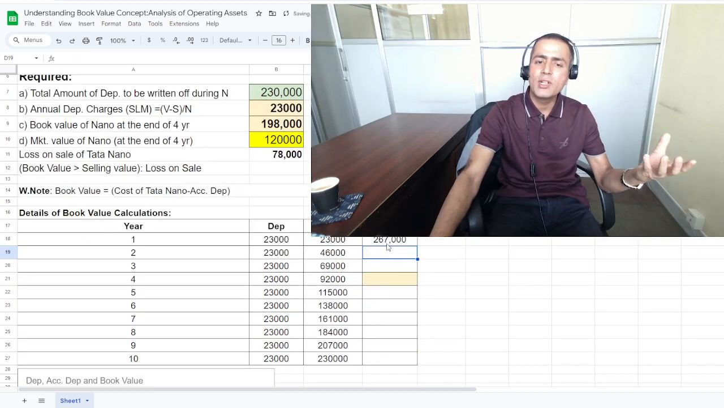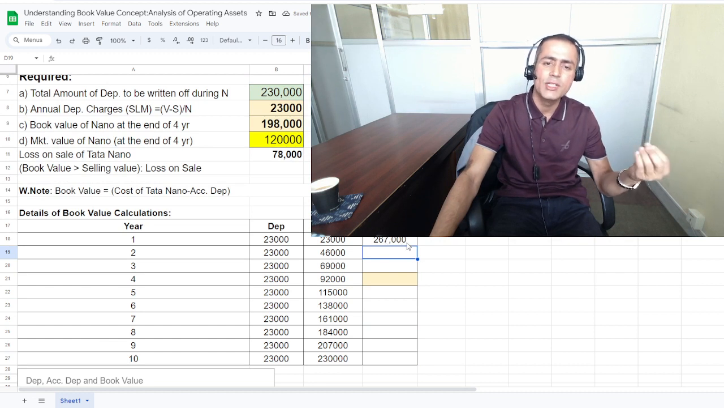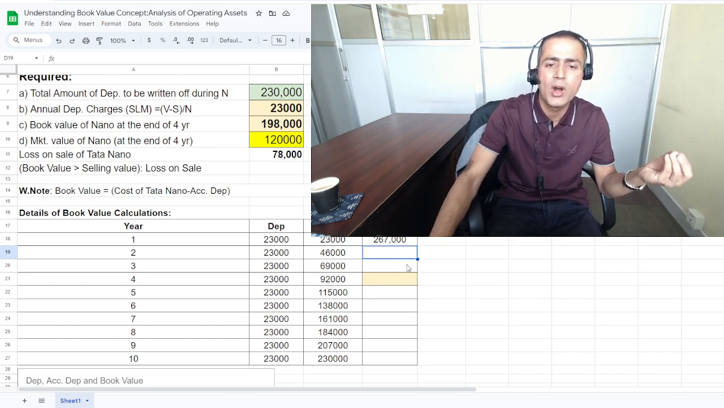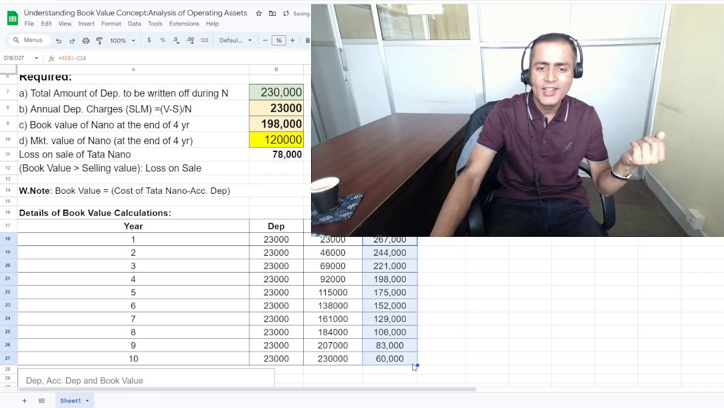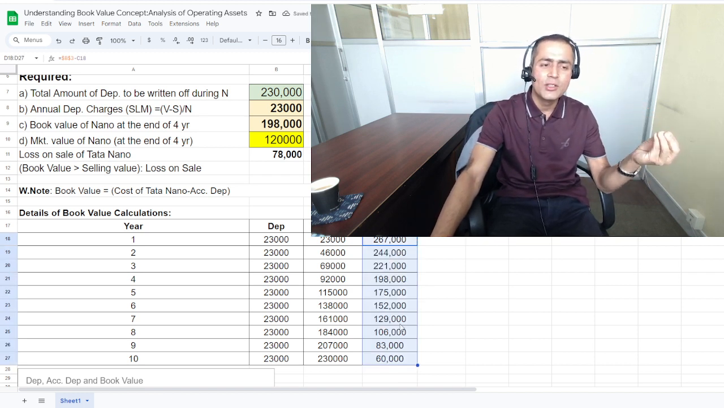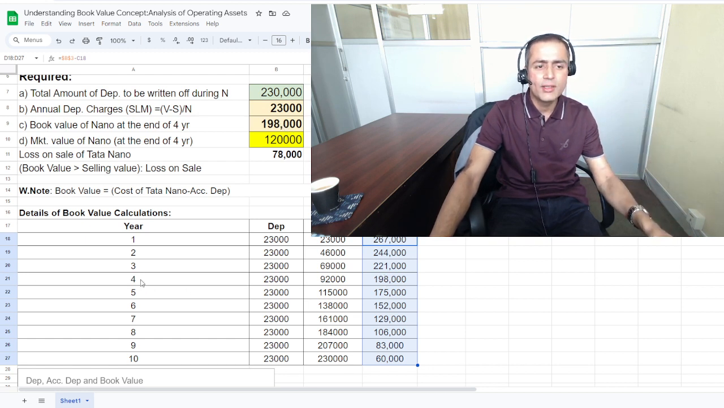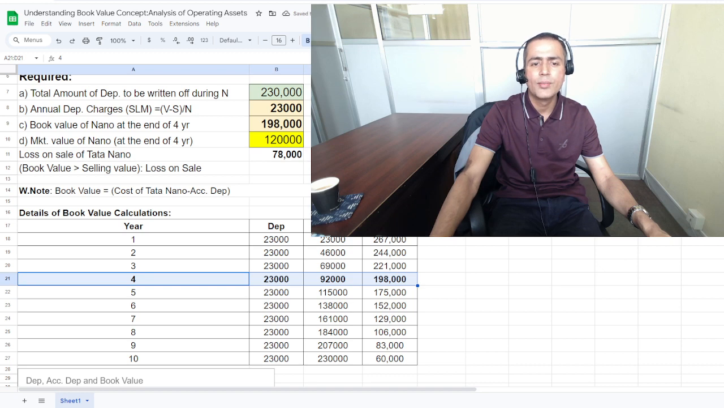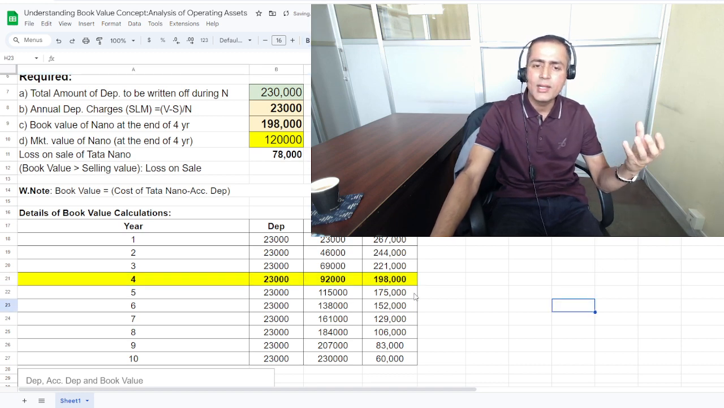Now you know that 2,67,000 is your book value at the end of the 1 year. In this case, you simply drag it, then you can calculate book value for each year. Look at your book value at the end of the 4 year. We already calculated 1,98,000. So look at this one, 4 year, this is 1,98,000. I just highlight it. Okay, that is 1,98,000.